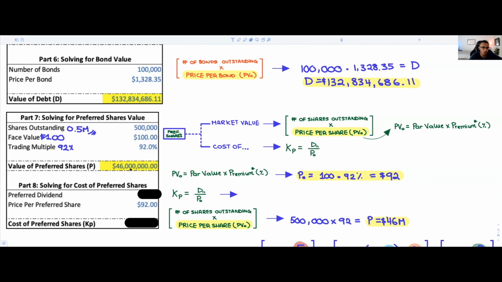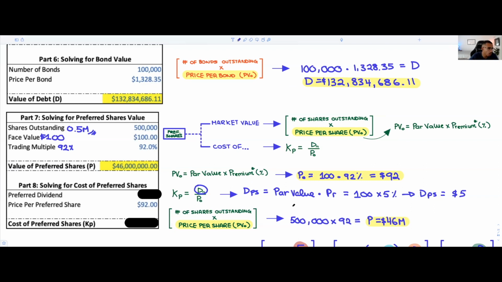And then we're able to get our value of preferred shares of 46 million. Now it's a question of finding our required return on preferred shares, or the cost of issuing preferred shares. Well, we need to find DPS, and DPS is pretty straightforward because all you've got to do is take your par value multiplied by your preferred rate. That's going to give you $100 times, in this question I believe it was 5%, such that your DPS is equal to $5. Look how easy that was.